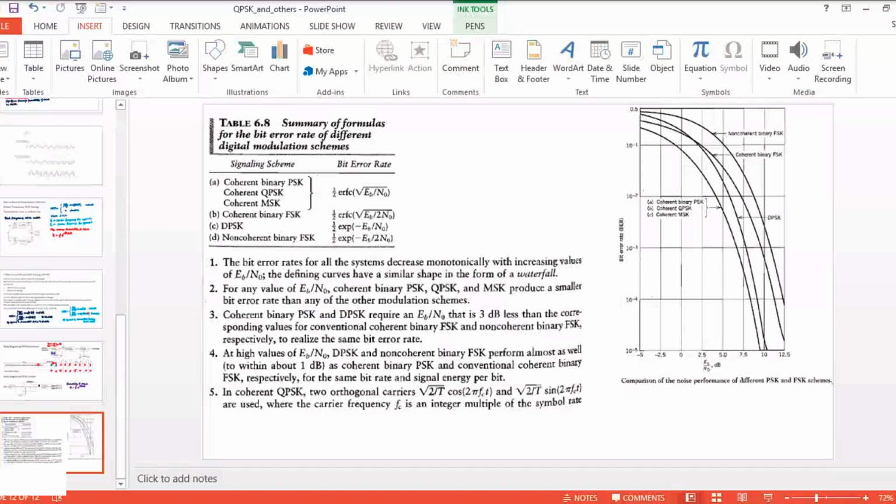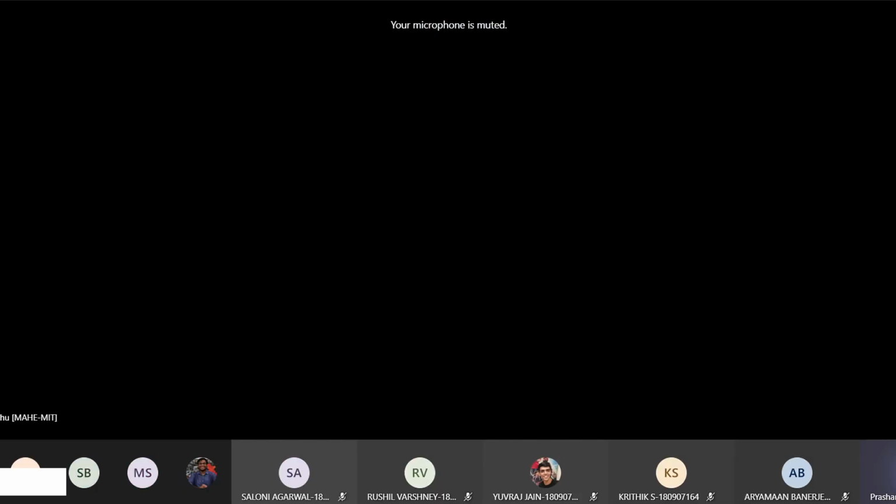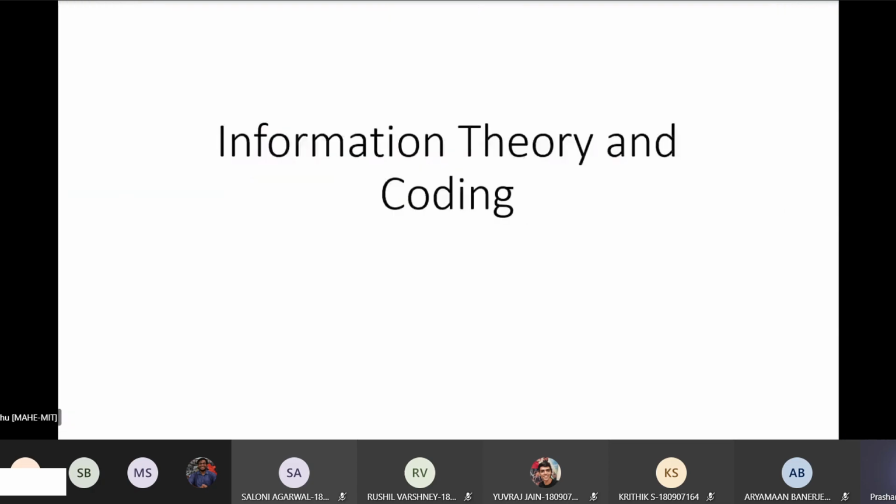So with this we have completed modulation schemes, the passband modulation schemes. Next we will move on to information theory and coding. The objective of this topic is to quantify information, and not only quantify it, we also go for coding the information.